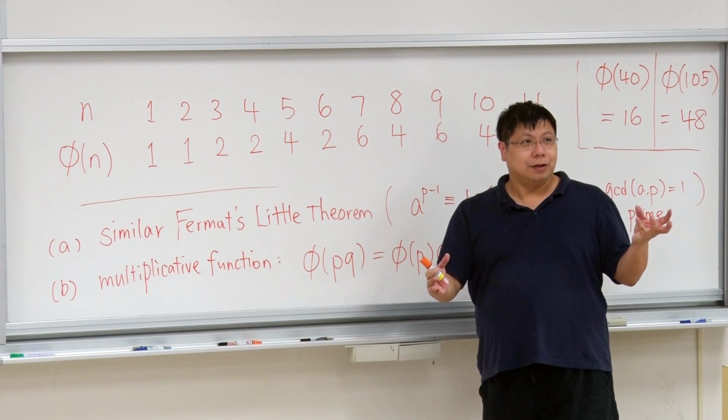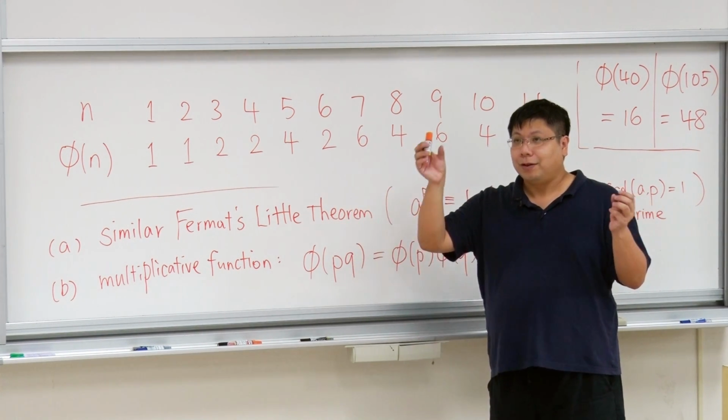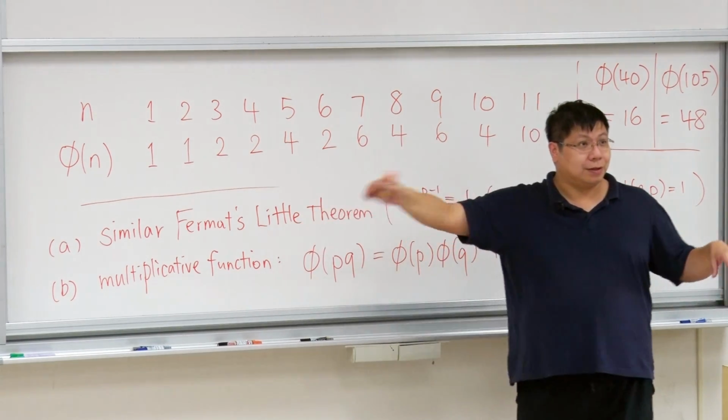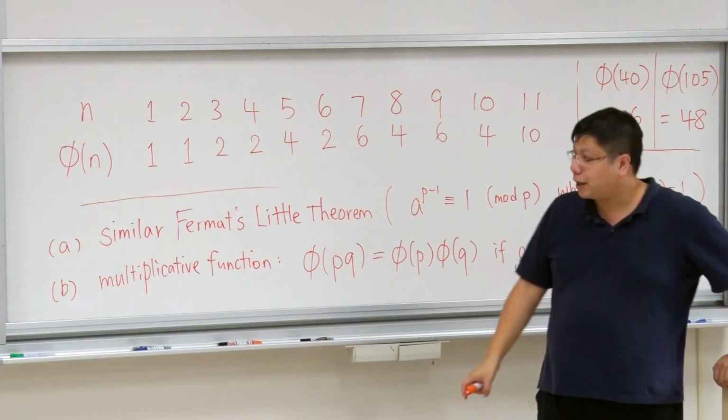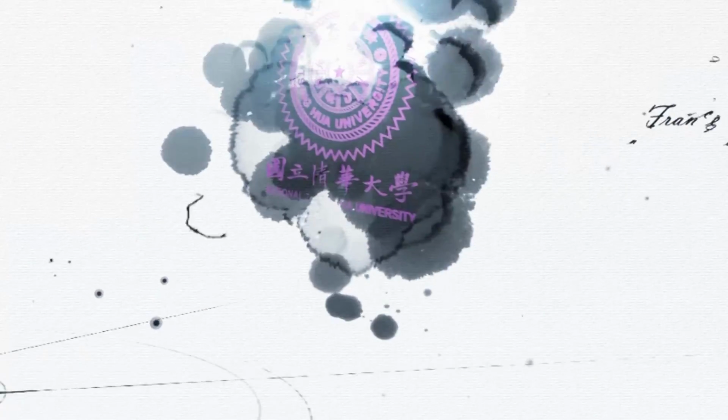105 is equal to, let's say, 3 times 35. And then 35 is equal to 5 times 7. So I apply it a couple of times, so I can get this.